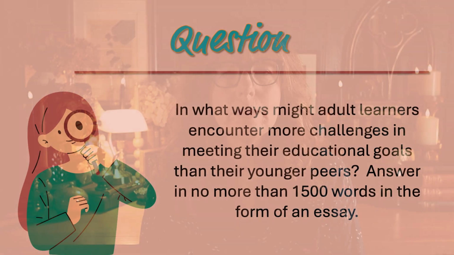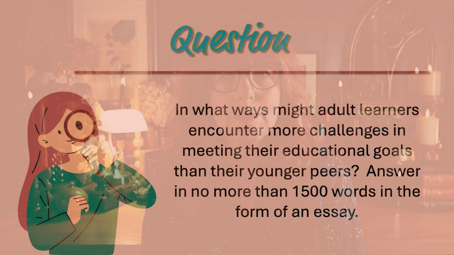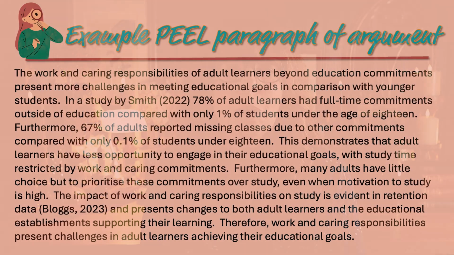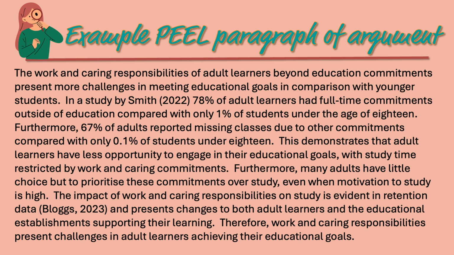Let's see what this looks like in an essay. Here's an essay question. In what ways might adult learners encounter more challenges in meeting their educational goals than their younger peers? Answer in no more than 1,500 words in the form of an essay. And this is what a paragraph of argument using the PEEL model might look like. Pause the video to read this paragraph and then we'll explore it in further detail.